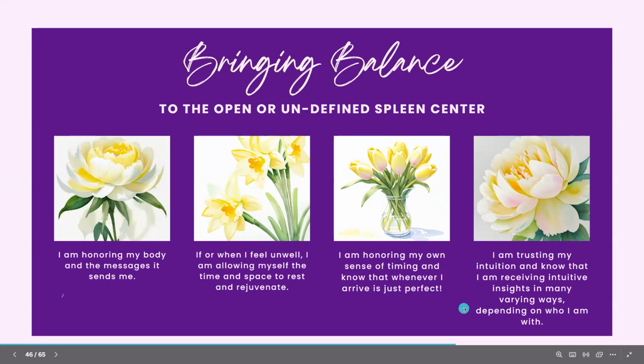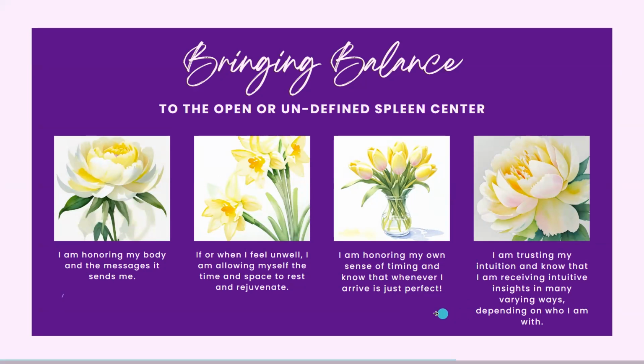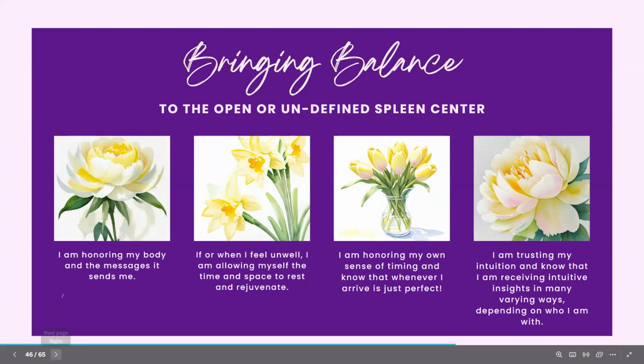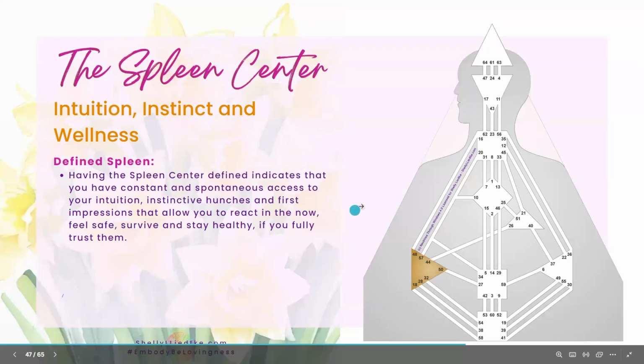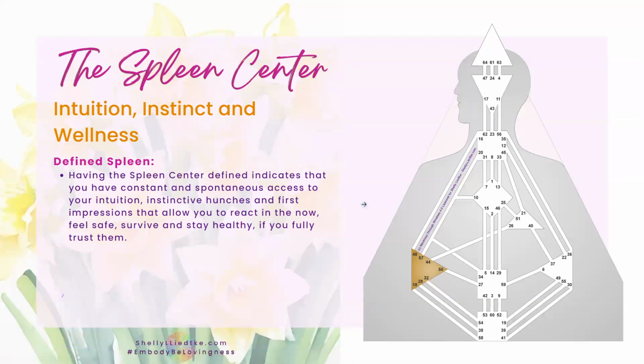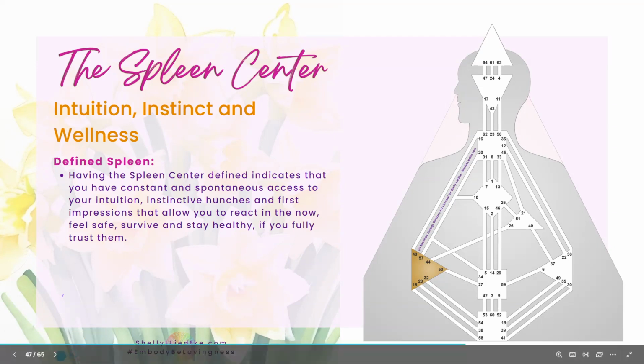I'm trusting my intuition and know that I am receiving intuitive insights in many varying ways, depending on who I am with. So the defined spleen center will have a tendency to have a healthy immune system. They'll have a feeling of safety within their body and have a consistent way of getting intuitive or instinctual information for themselves. They have the ability to get answers or do things spontaneously in their life.